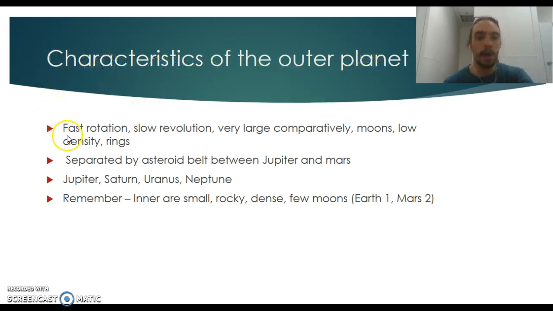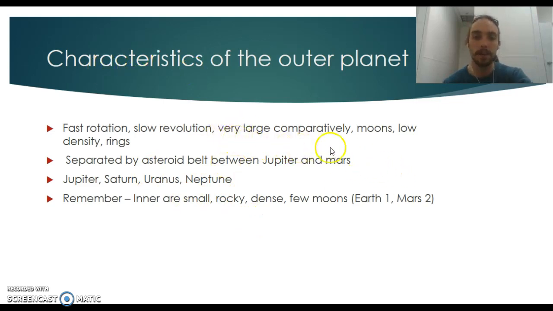So, characteristics of outer planets. They generally are fast rotating, slow revolution. So that means since they have a long distance away from the sun, it takes them a longer time to go around the sun than the inner planets. But they have faster rotations around their axes. So that means they have shorter days compared to Earth and the inner planets.